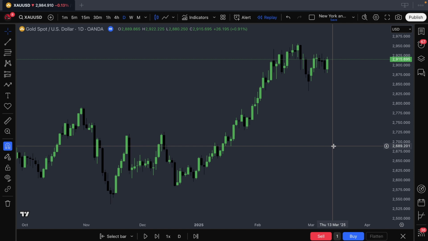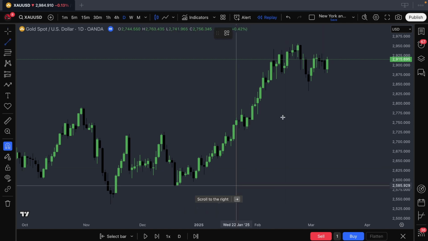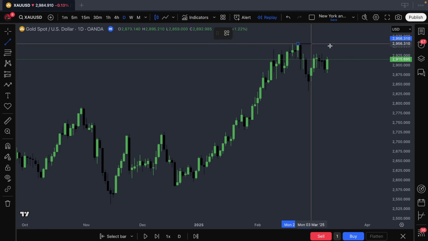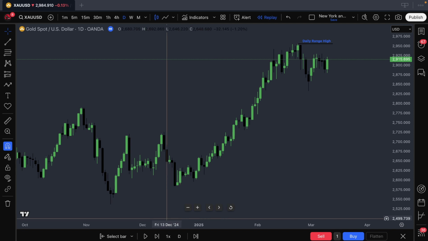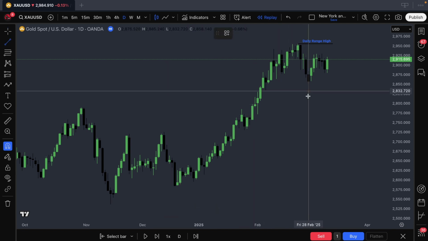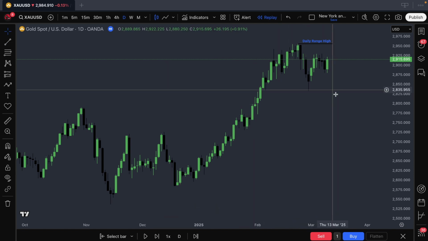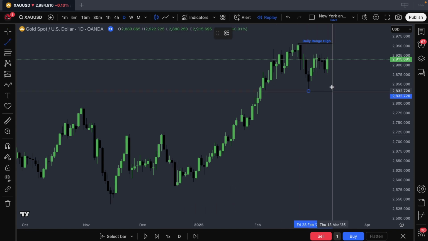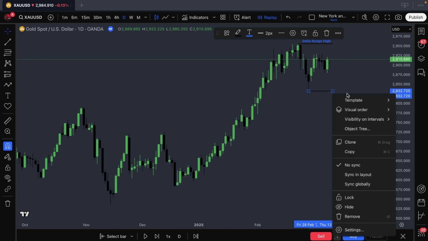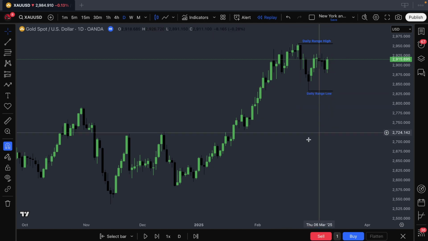Market structure is telling me it's a bullish market, so I was looking for buys. I just had to be patient with it until my setup got respected. So let's do the top-down analysis now. The way I do my top-down analysis is I have a range, a daily range high, right? Let's call it daily range high, and I got a range low on a daily.